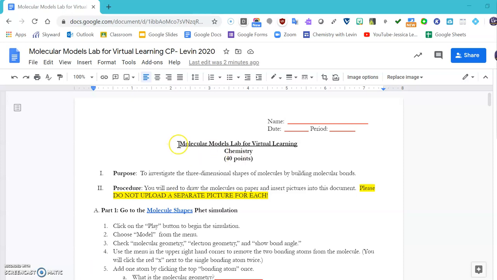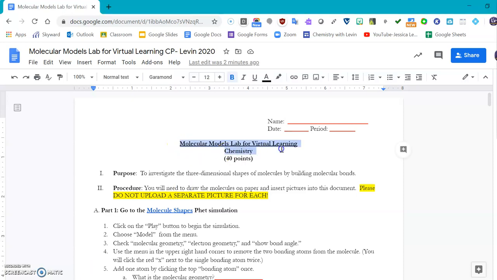Welcome everybody. This is the Molecular Models Lab for virtual learning. I wish we were together to do our model kits and build three-dimensional shapes, but we will do our best to incorporate this in the virtual setting.